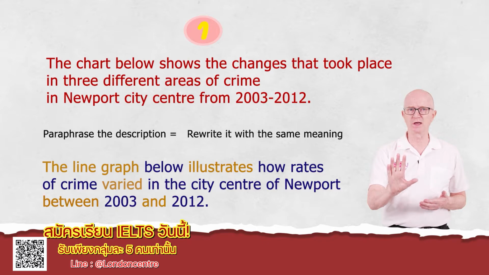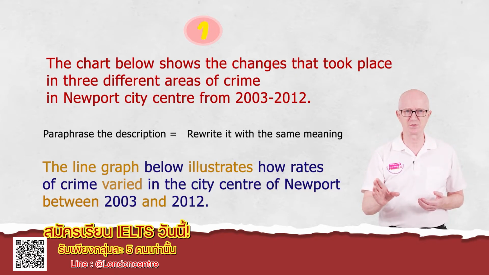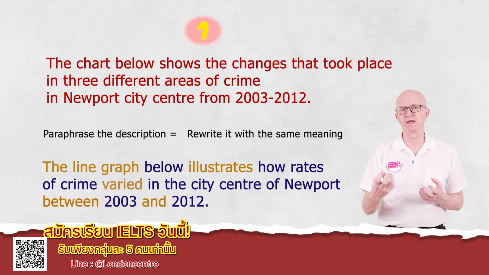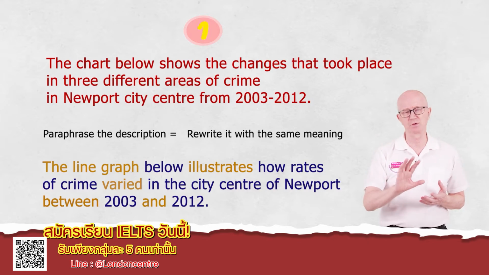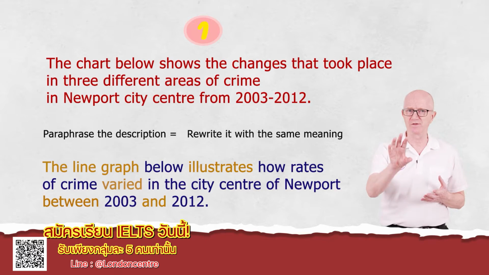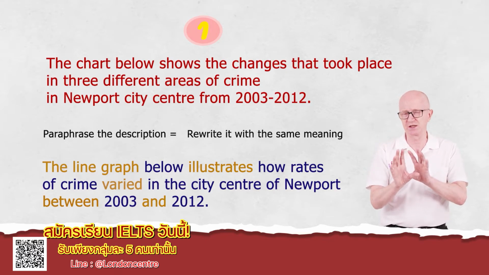The actual question says, the chart below shows the changes that took place in 3 different areas of crime in Newport City Centre from 2003 to 2012. Now, to achieve a good score, I need to paraphrase, I need to rewrite this part of the task with the same meaning. So what I've done is I've changed some vocabulary and changed the sentence a little.